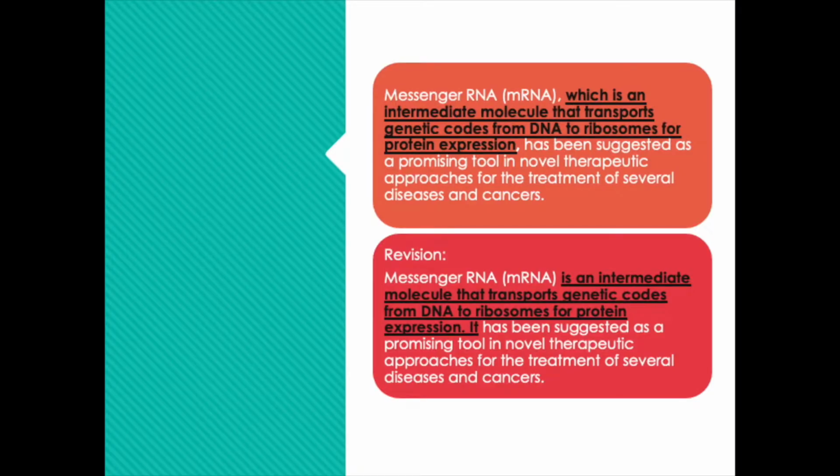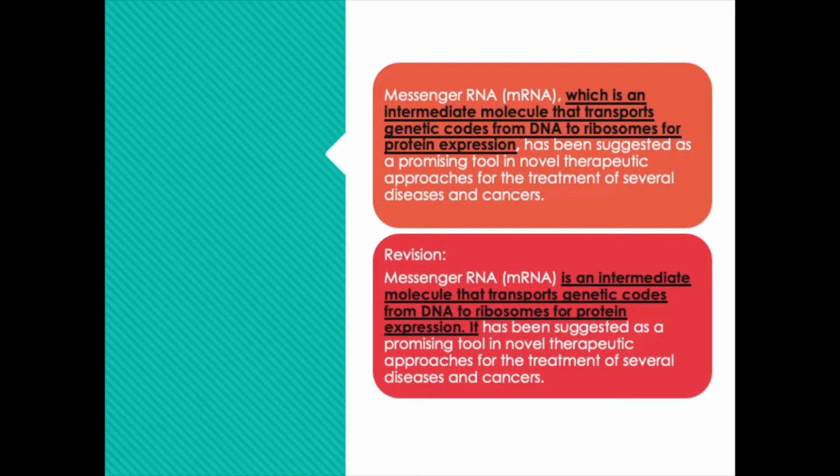Another example is here: messenger RNA, mRNA, which is an important intermediate molecule that transports genetic codes from DNA to ribosomes for protein expression, has been suggested as a promising tool in novel therapeutic approaches for the treatment of several diseases and cancers. This is all very good, very important information. What we have here is a phrase that's defining what messenger RNA is, interrupting between the subject, which is messenger RNA, and the verb, which is has been suggested.